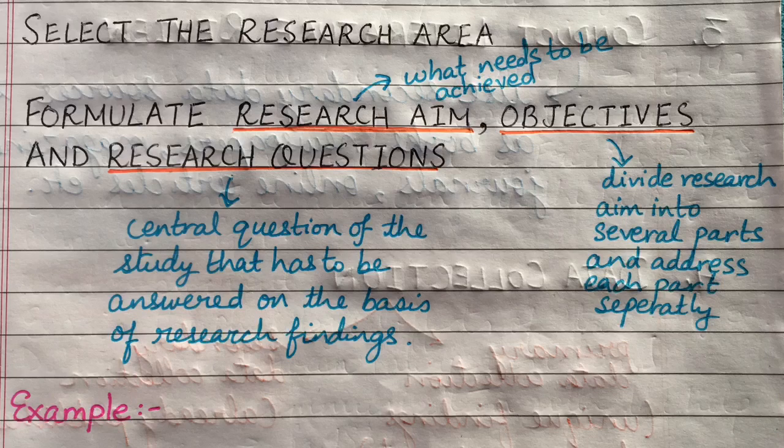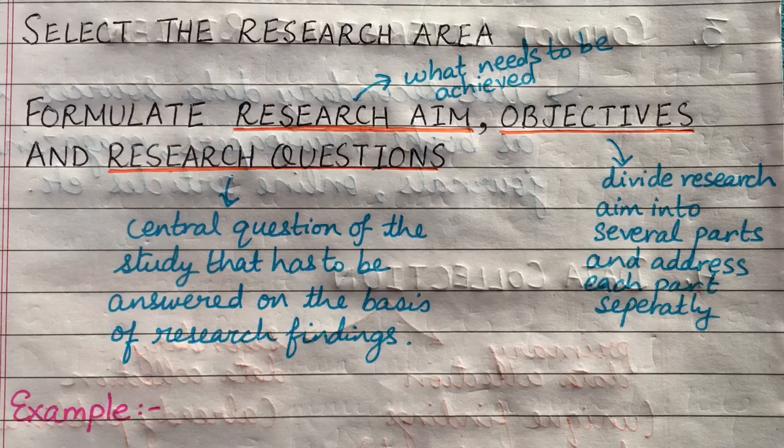What research aim means is that it emphasizes what needs to be achieved within the scope of research by the end of the research process. Achievement of the research aim will provide the answer to your research question. It is a statement which will constantly remain in your mind: why am I doing this research, what is the aim behind it, what needs to be achieved. So this is research aim.